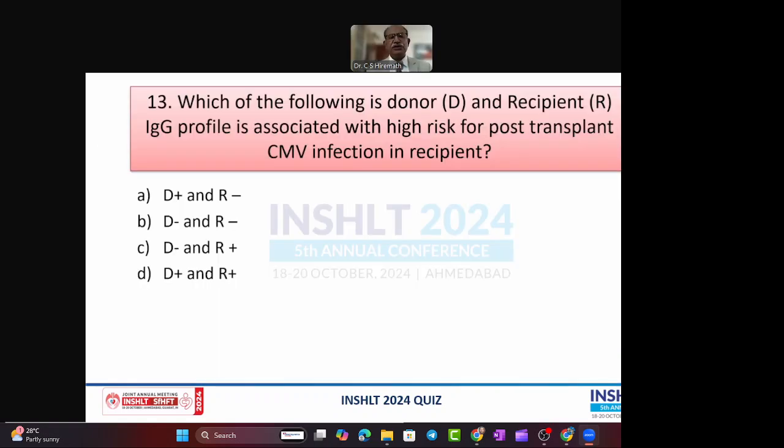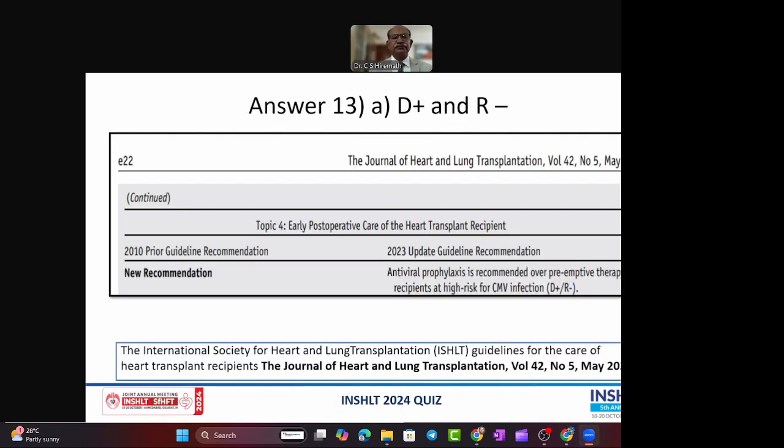Which of the following donor and recipient IgG profiles is associated with high risk of post-transplant CMV infection in the recipient? The answer is D plus and R minus. Yes, this is also in the 2023 guideline.